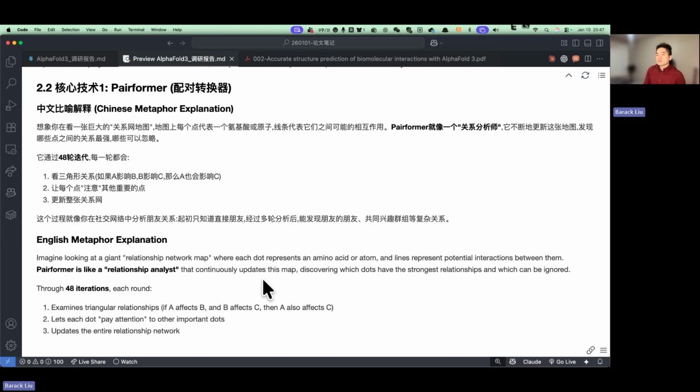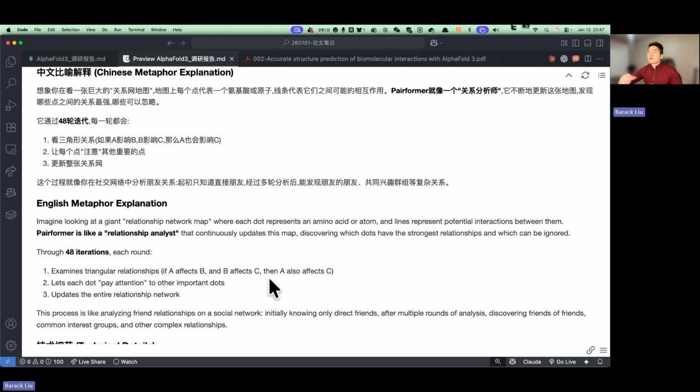Through 48 iterations, each round examines triangular relationships, lets each dot pay attention to other important dots, and updates the entire relationship network. The process is like analyzing friendships on a social network.